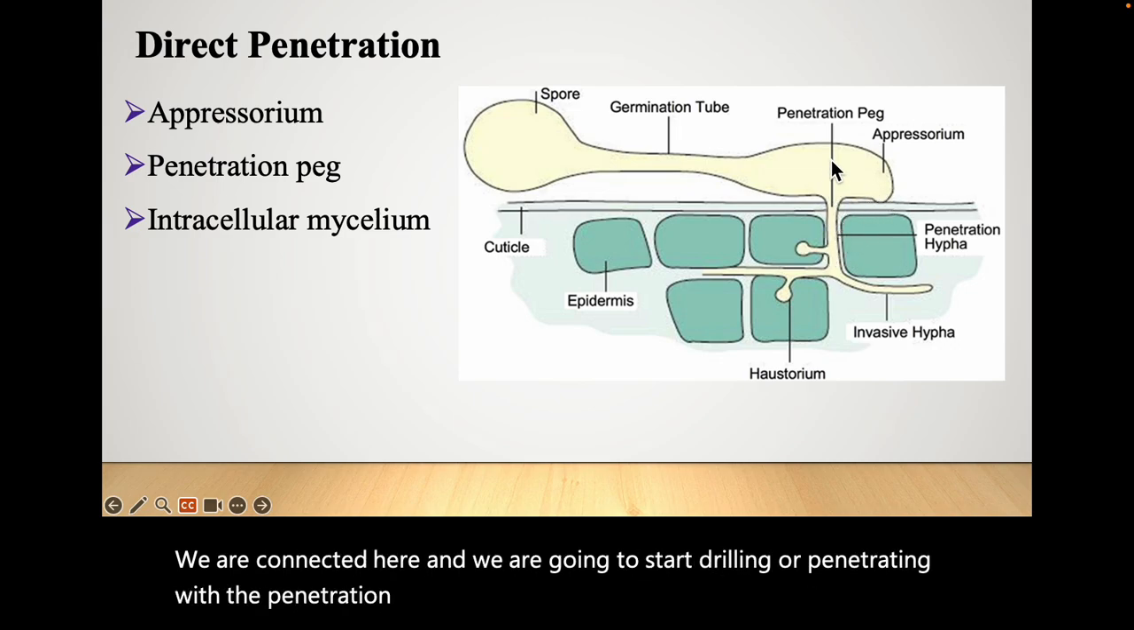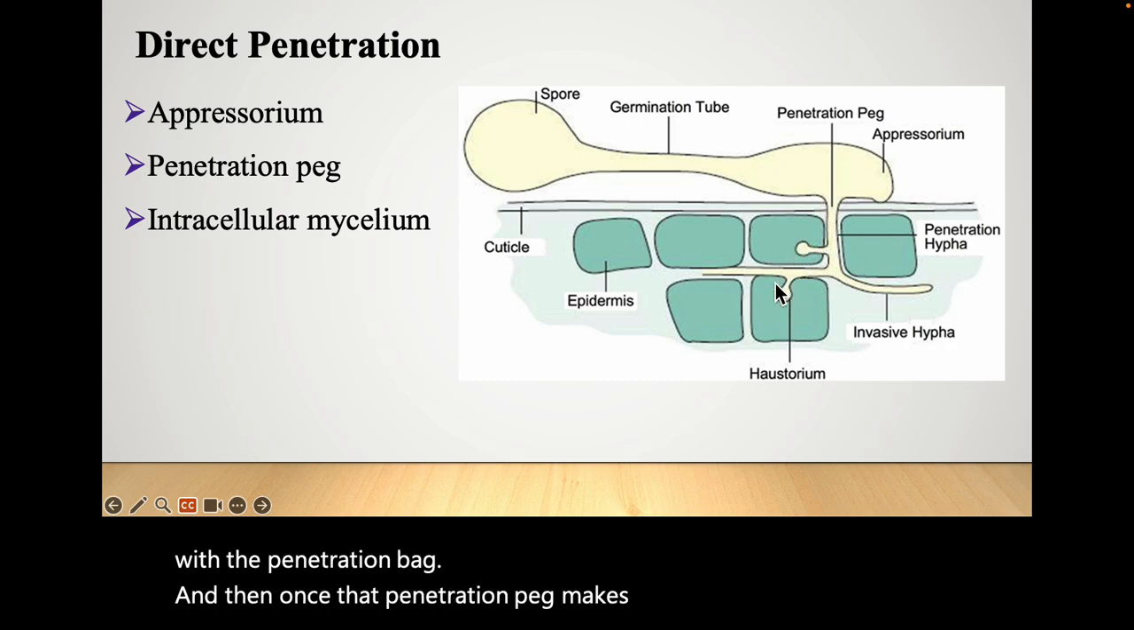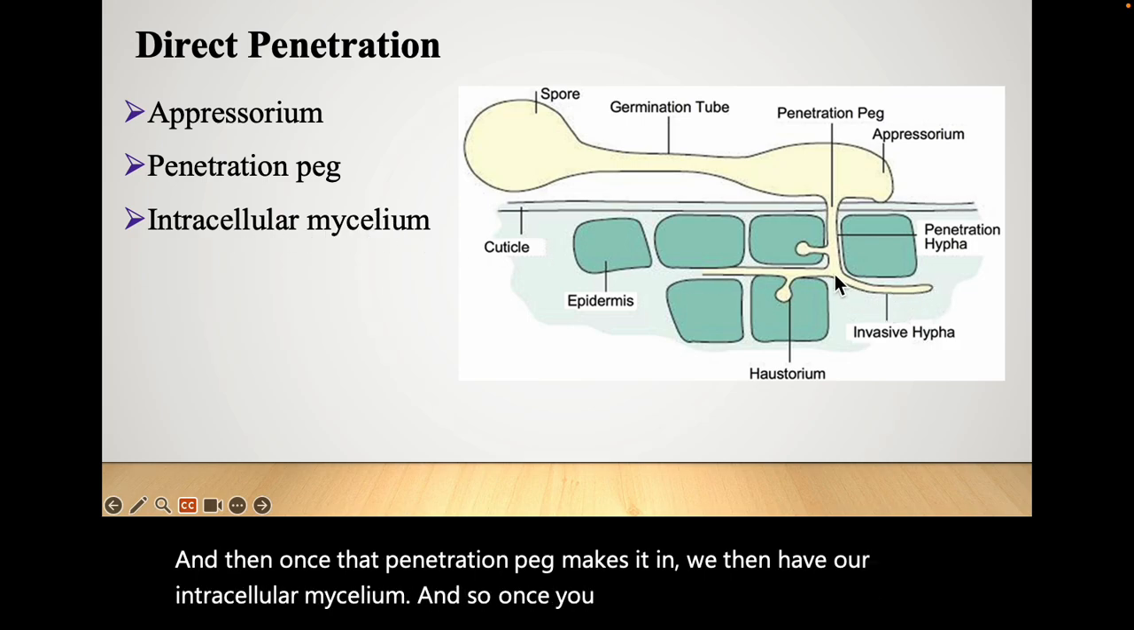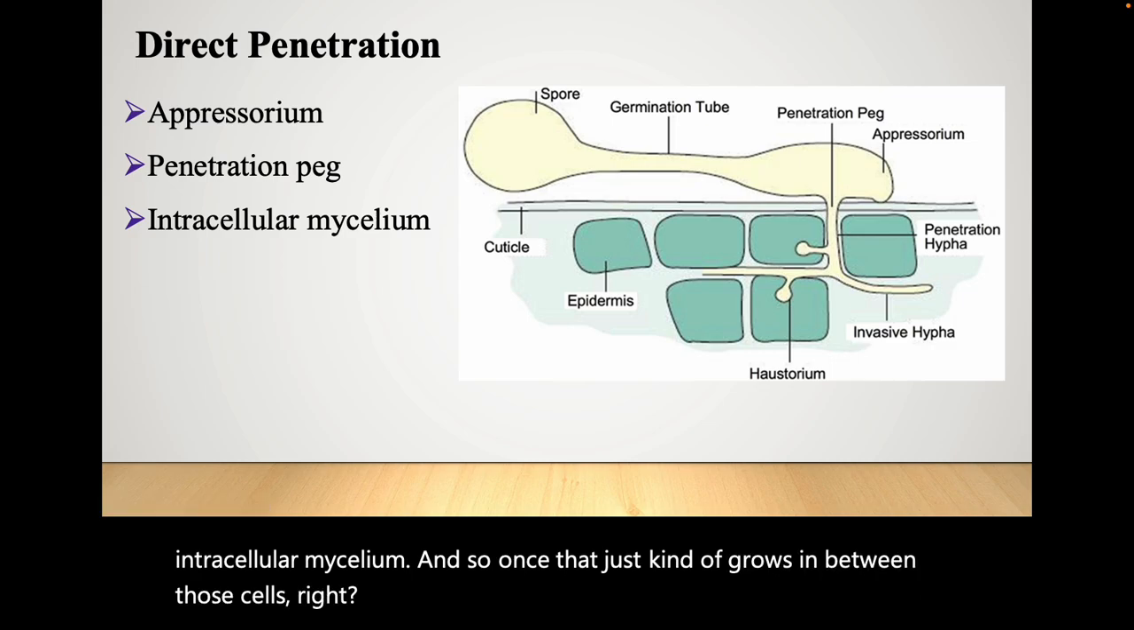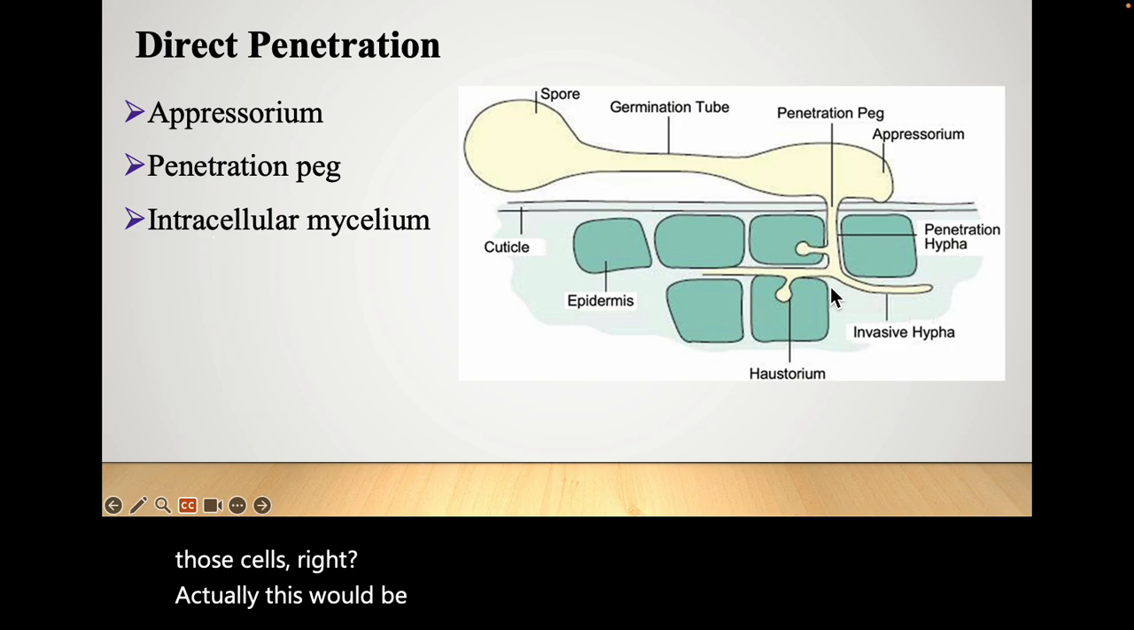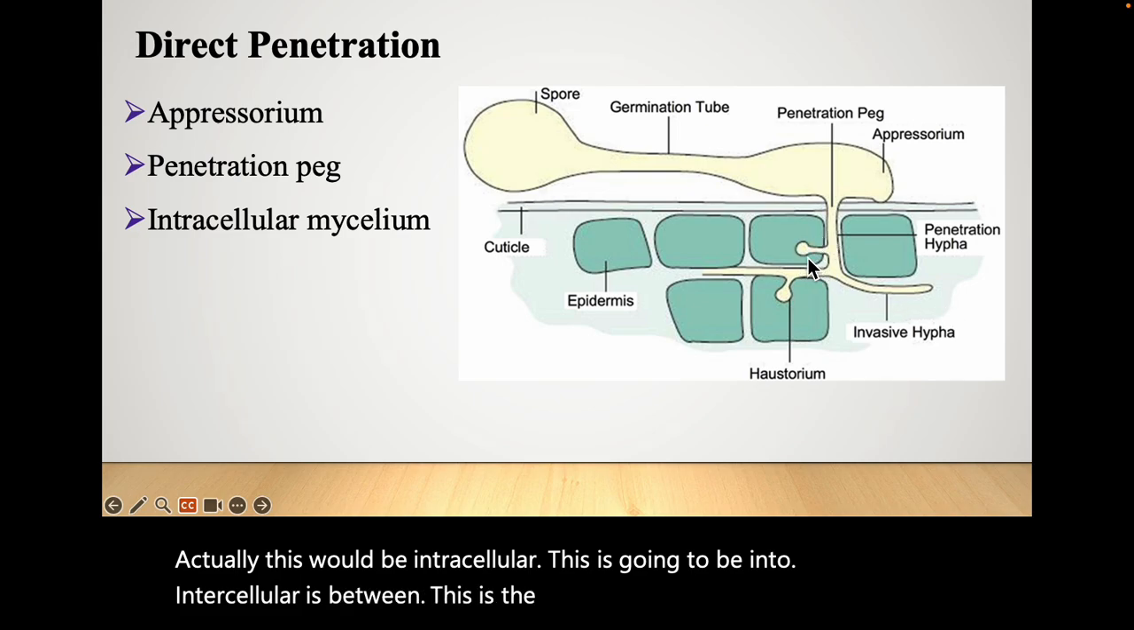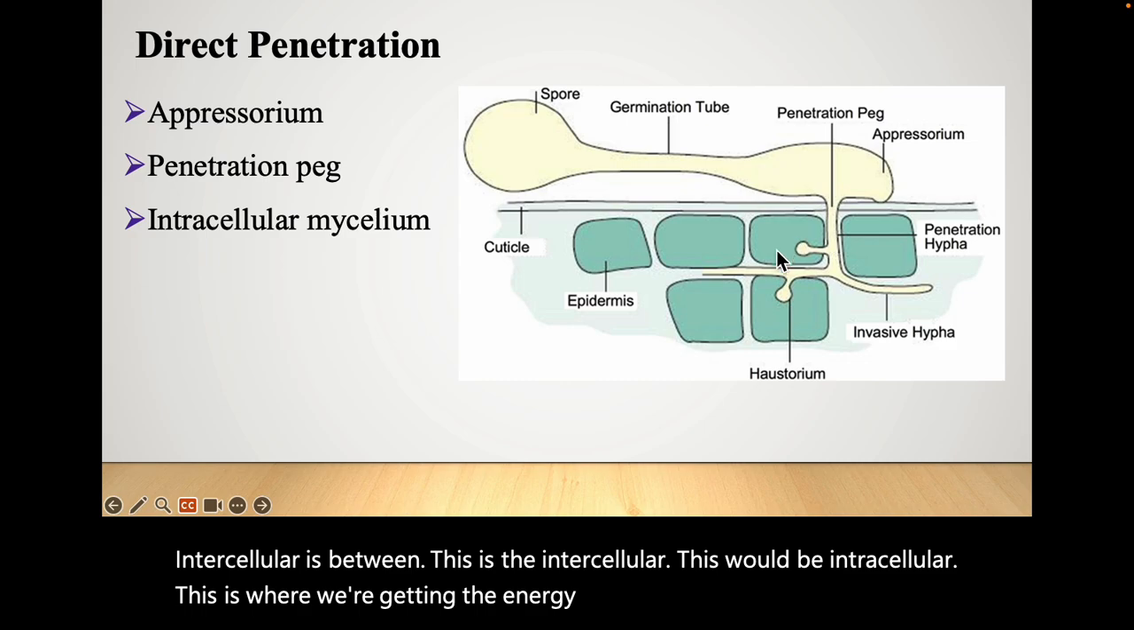And then once that penetration peg makes it in, we then have our intracellular mycelium. And so once, that just kind of grows in between those cells, right? Actually, intercellular is between. This is the intercellular. This would be intracellular, meaning into. This is where we're getting the energy from, right?